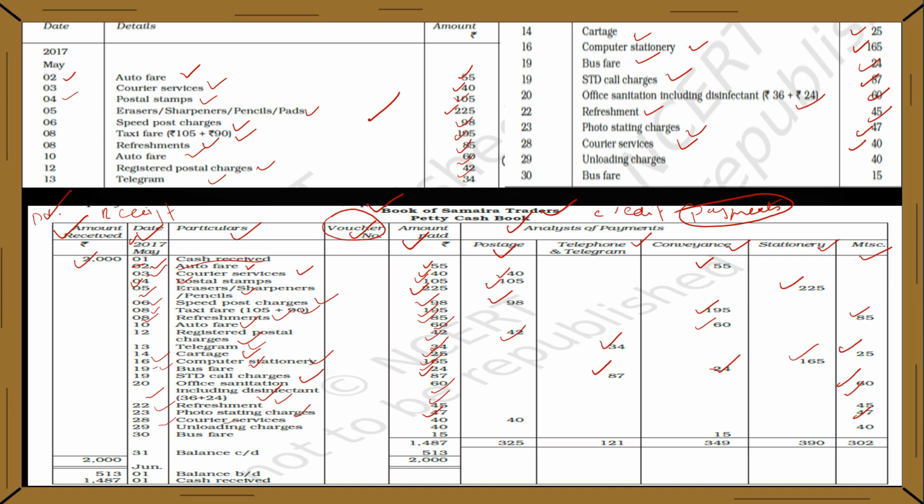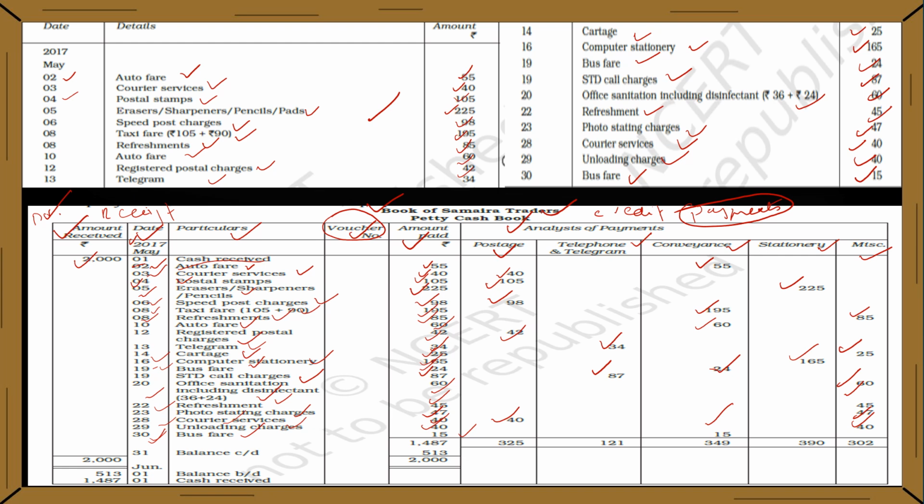Write the date, courier charges, and a particulars column 40. It will go under postage. Unloading charges of 40. Write the date, unloading charges of 40 will go under miscellaneous expenses. And the last expense for the month is bus fare, 15 rupees. 30th May, bus fare, 15 rupees will go under conveyance.